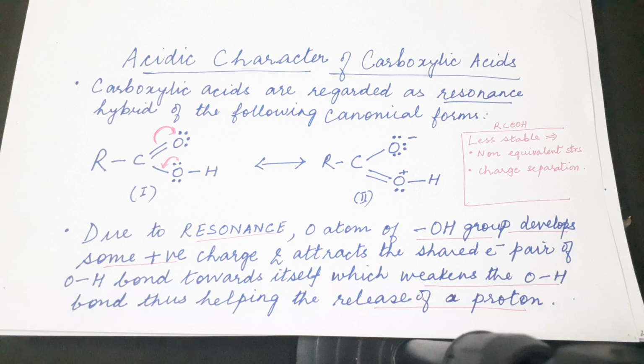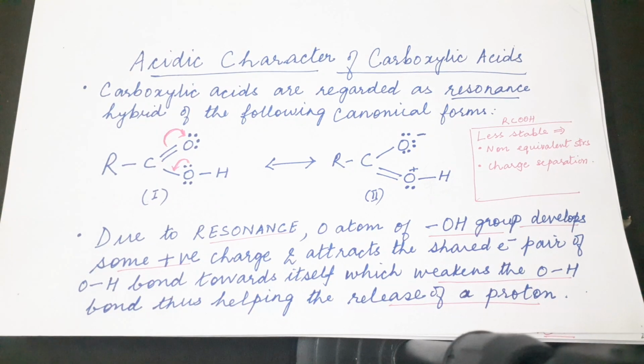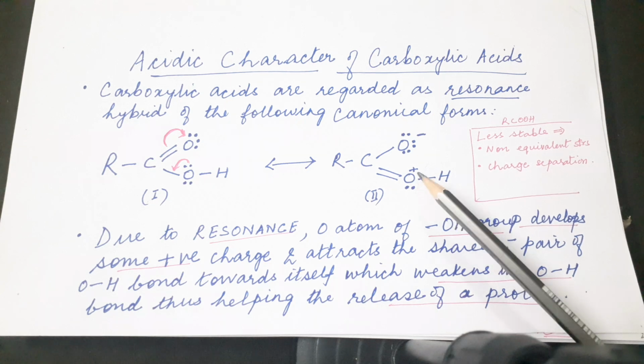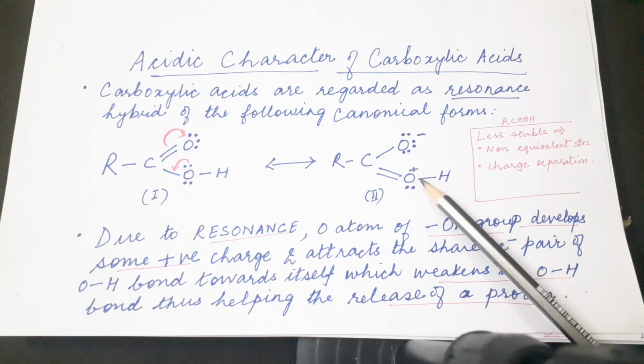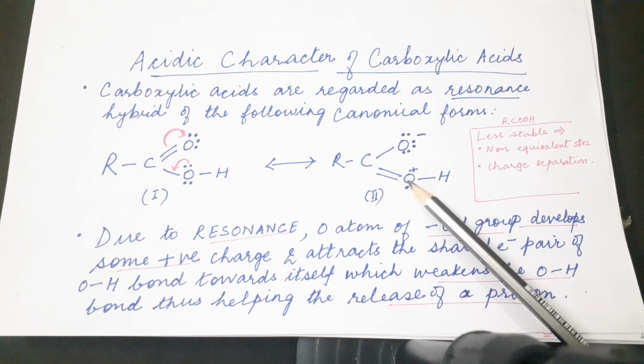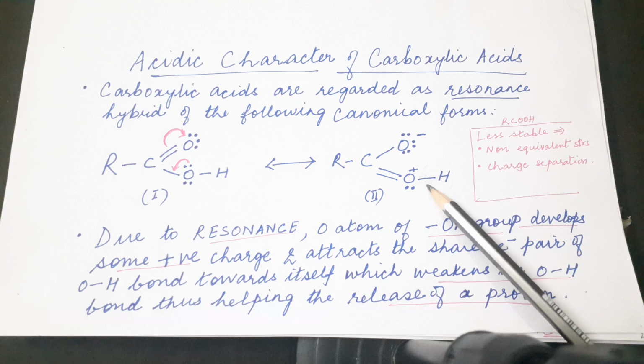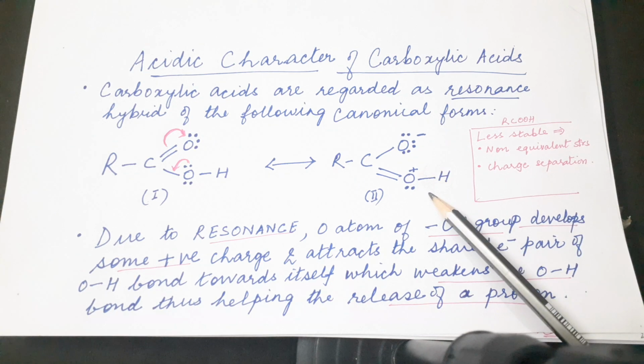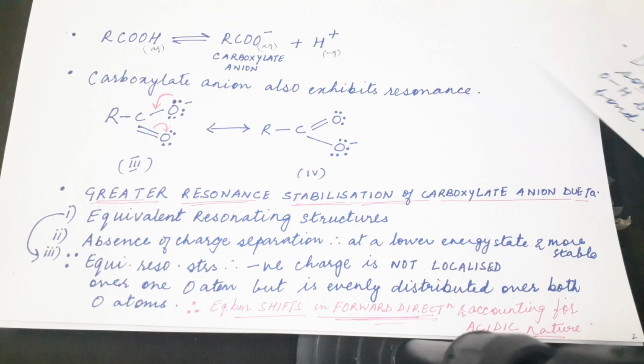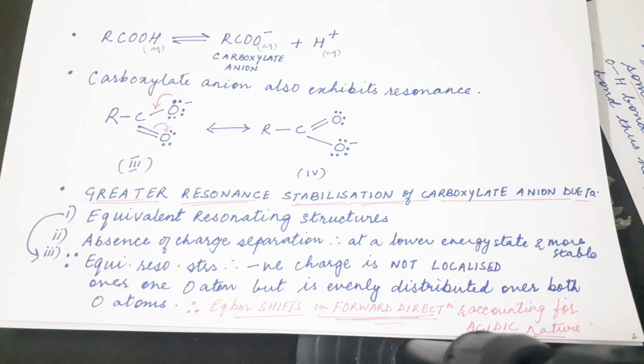These are the two resonating structures of acids, and in one of them, we can see that oxygen has developed a positive charge, and because of which this bond pair shifts towards oxygen. As soon as there is shifting of a bond pair towards one entity, the bond is weakened, and weakening of this OH bond leads to release of H+ and indicates acidic strength.